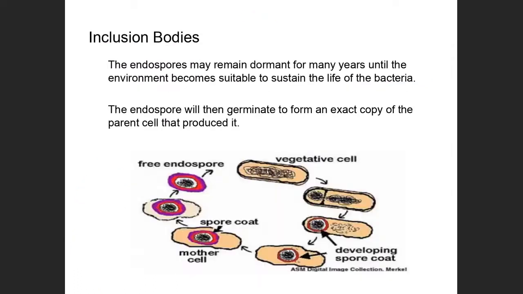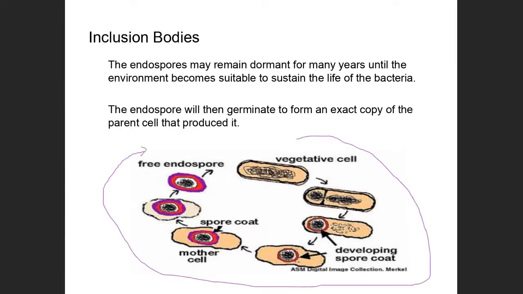Okay. So again, here's that cycle that I drew for you, although this is probably a lot better, right? It shows the cycle of the parent cell producing the endospore, which takes over and is eventually released into the environment. Then it can germinate and form an exact copy of that bacterial cell, that vegetative cell that formed it to begin with. Okay?